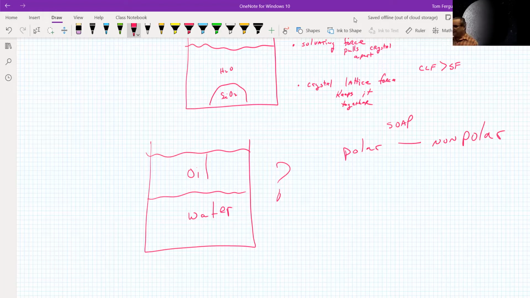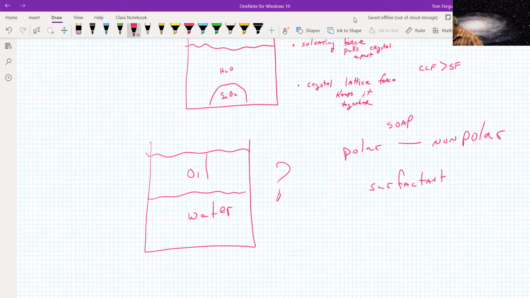Now there's a fancy word for soap. It's called a surfactant. It's also an emulsifier. And soap is both a surfactant and an emulsifier.